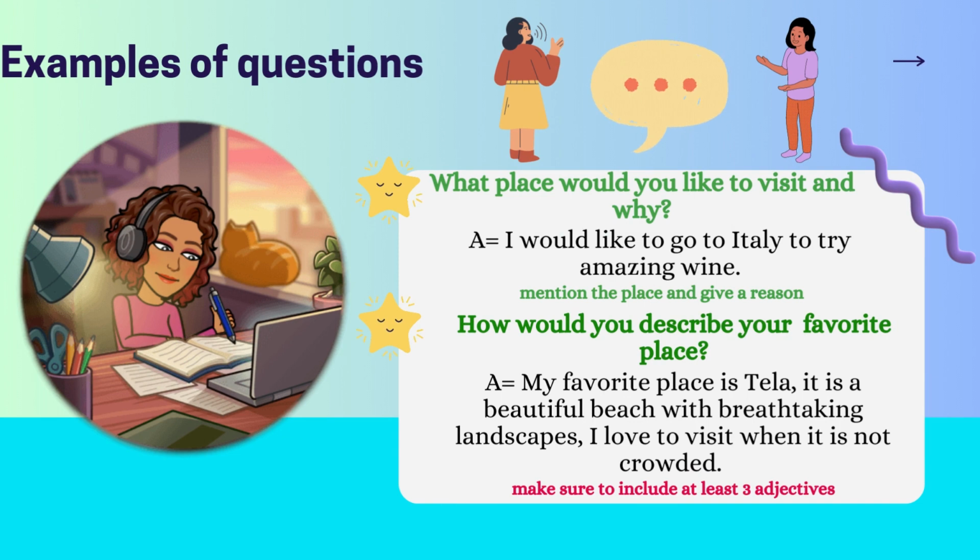Let us check some possible questions. Remember that you need to use complete sentences to answer. What place would you like to visit and why? I would like to go to Italy to try amazing food. Mention the place that you want to go and give a reason to go to that place.